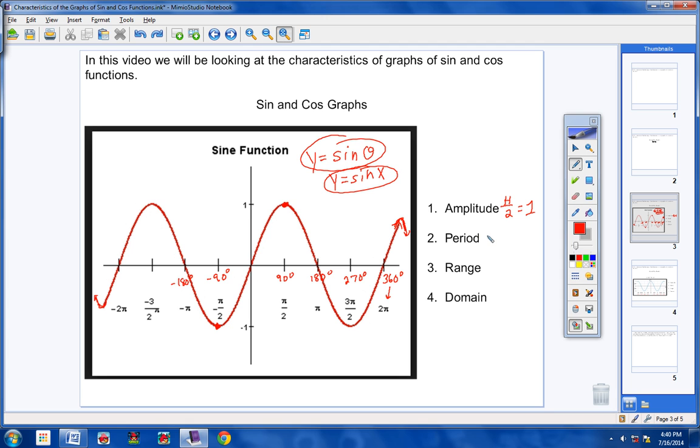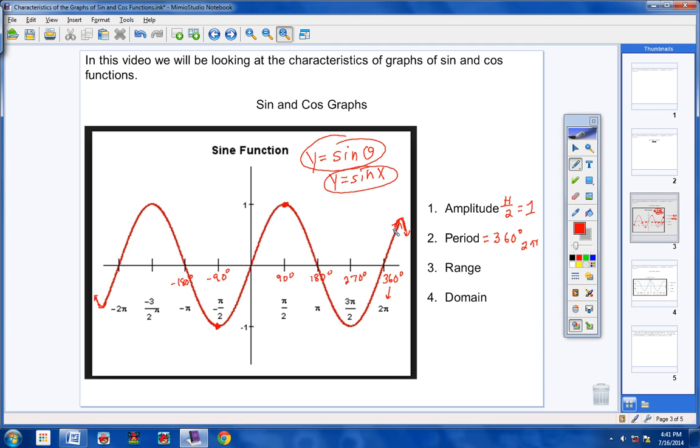Now the period of a normal sine function is 360 degrees. Please write that down. Or you could also say 2 pi. Now you say, well, Mr. Earhart, what is the period of a graph? Well, the period of the graph is how far we go along the graph before it starts to repeat again.